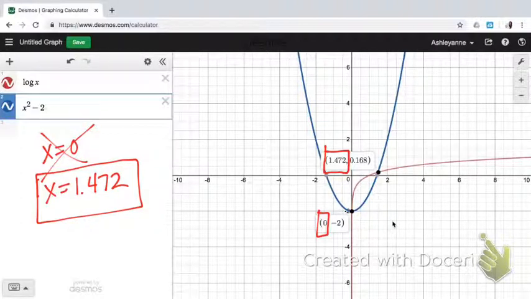So which quadrants do logs have answers from? Positive x values? Yes. So basically quadrant 1.